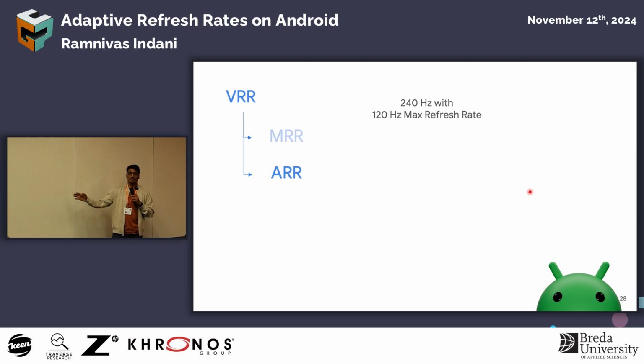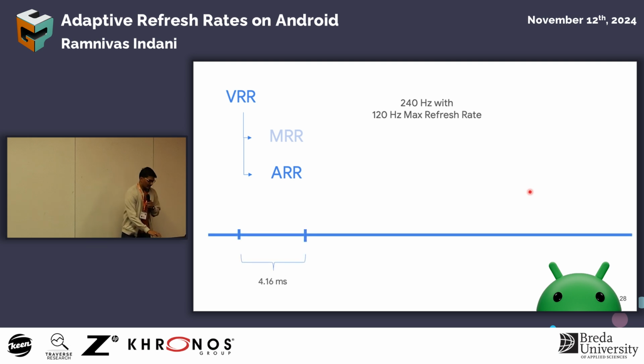So we saw MRR display mode switches and all. Now let's take an example of ARR with 240 Hertz with a max refresh rate of 120. Consider this as a VSync timeline. This is our timeline, and this is 240 Hertz, two VSyncs, 4.16 milliseconds apart. So if we present at the very first VSync, because we are capped by the max refresh rate of 120, we cannot immediately present because that VSync is blocked.